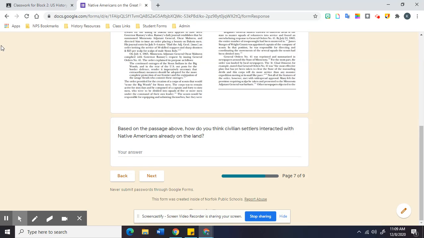So based on the passage above, how do you think civilians interacted with Native Americans already on the land? So if the governor is telling civilians, those not in the army, to go kill and scalp Native Americans, how do you think they got along?